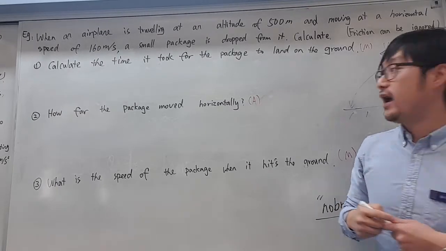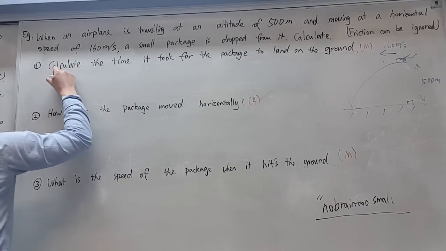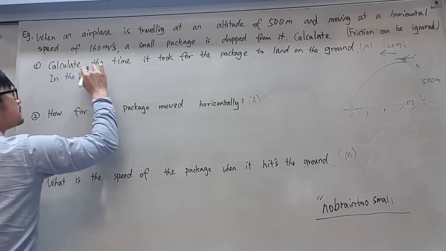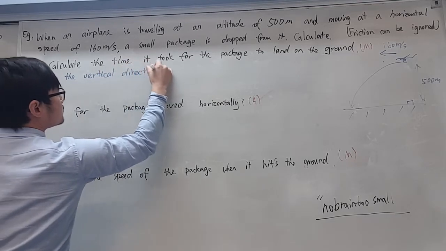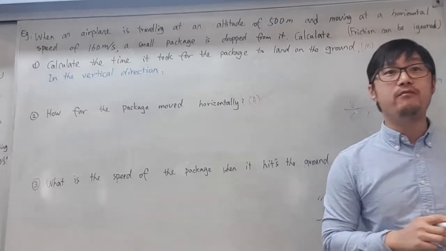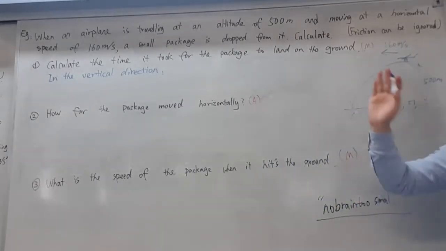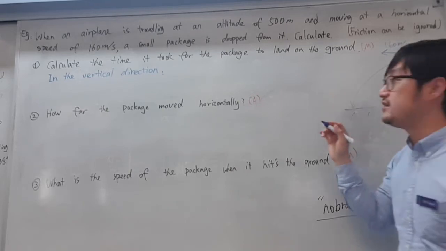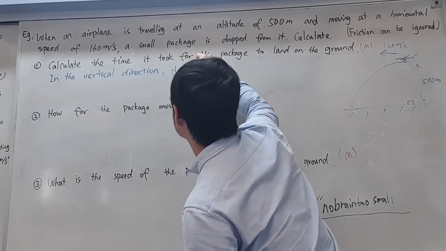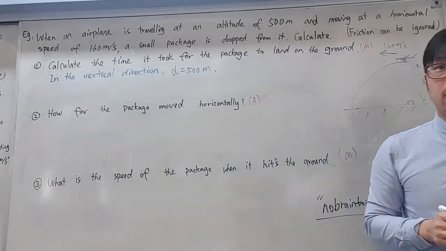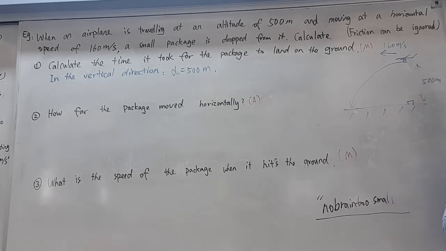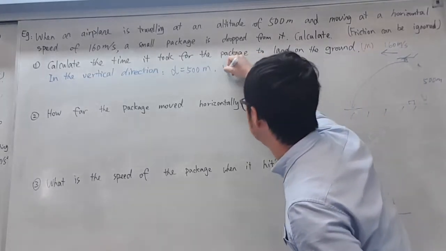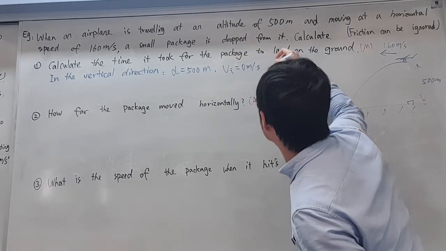Does this make sense? Okay, so I'll write here, in the vertical direction, let's say what information we know in the vertical direction. First, we have 500 meters, and that is going to be my distance. Right? Okay, and there are two hidden pieces of information. What are the two hidden pieces of information over here? Initial velocity is 0 meters per second, and acceleration is 9.8.